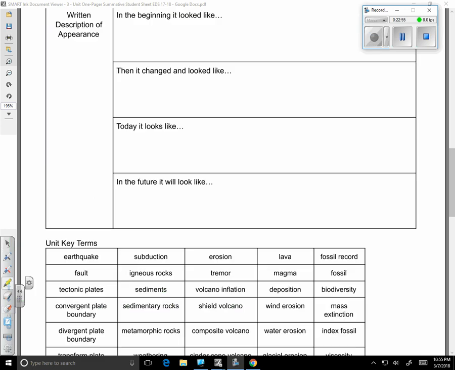So in the future, it will look like. So in the future, what's going to happen is that Grand Canyon is going to be even deeper than it is now because that river is still running through the Grand Canyon and it's still breaking down those rocks and weathering them and carrying those rocks away, called erosion. And so that Grand Canyon is going to get deeper and deeper and deeper millions of years in the future. So I need you to write in a complete sentence about how the Grand Canyon is going to get deeper because the river is still weathering and eroding the Grand Canyon away.